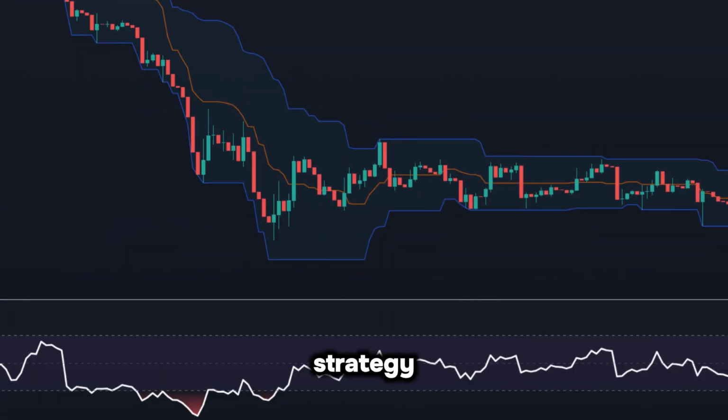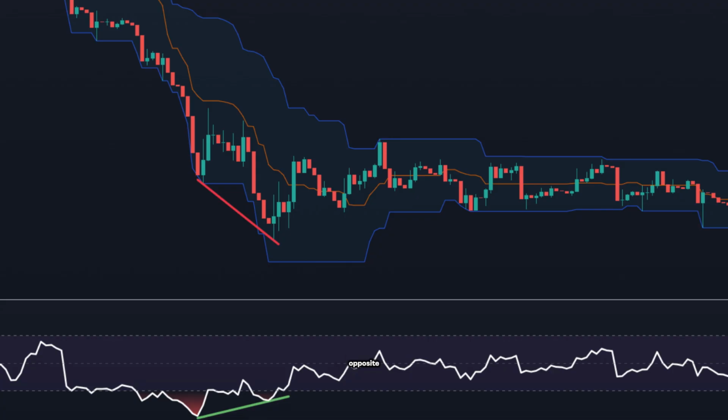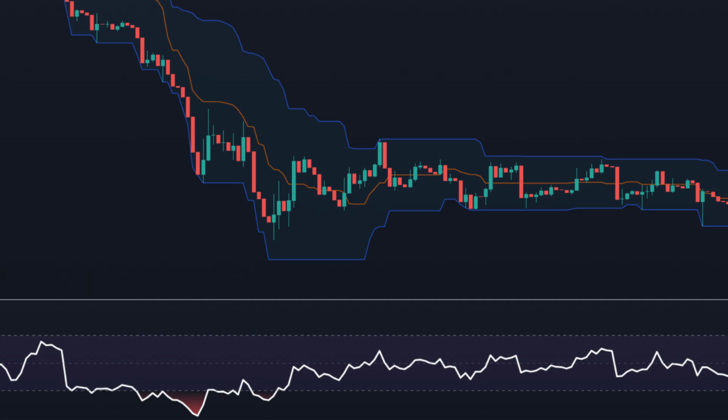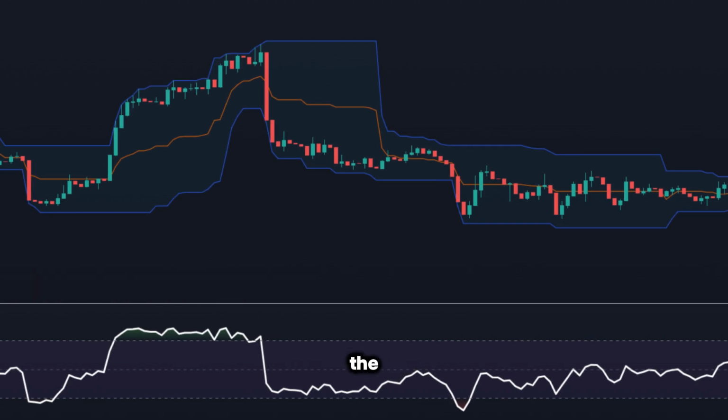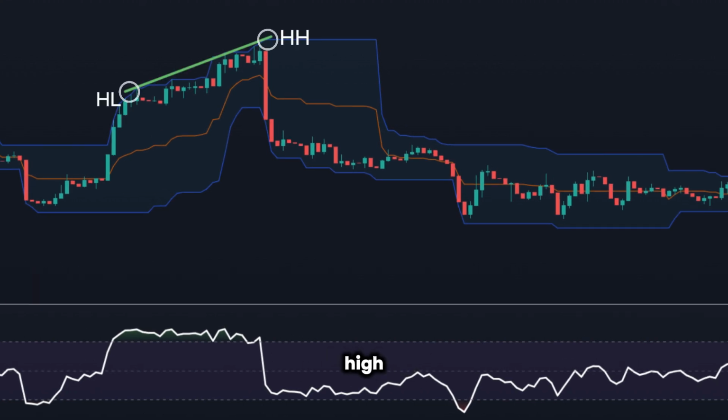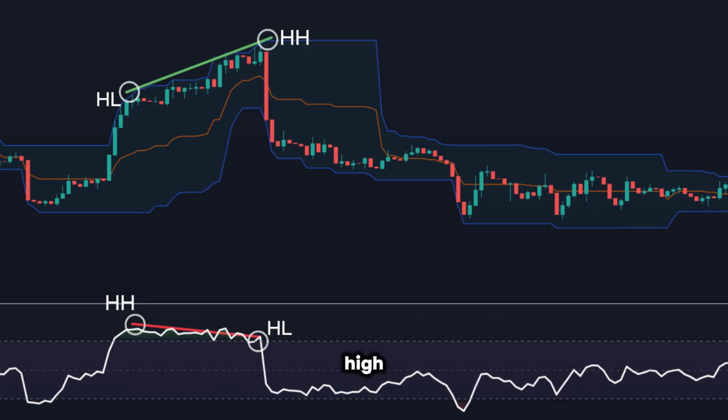RSI Divergence Strategy. RSI divergence occurs when the price moves in the opposite direction of the RSI. Bullish divergence, the price makes a lower low, but the RSI makes a higher low, indicating a potential price increase. Bearish divergence, the price makes a higher high, but the RSI makes a lower high, indicating a potential price decrease.